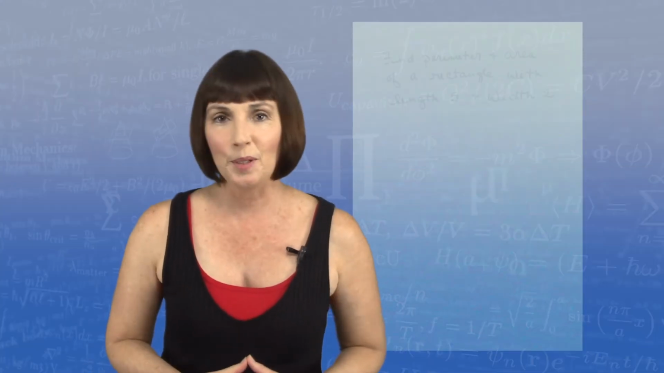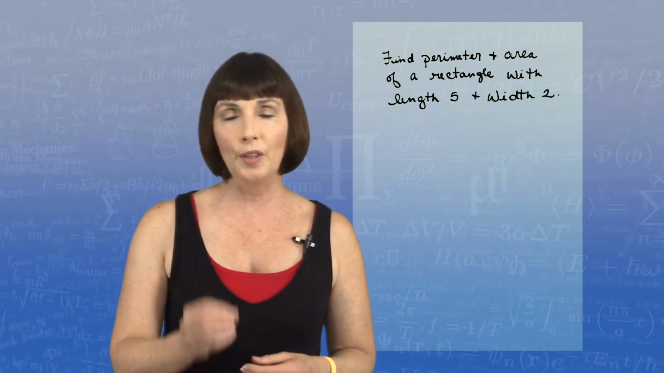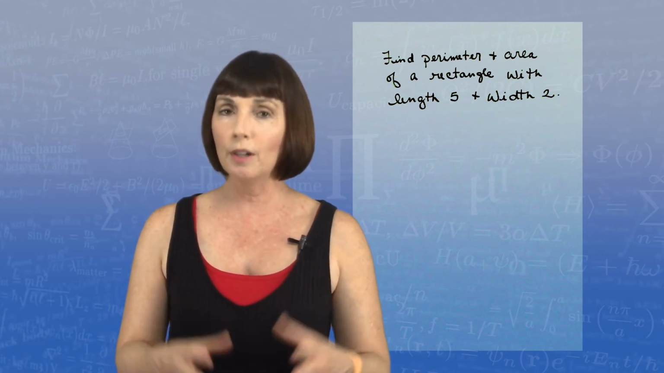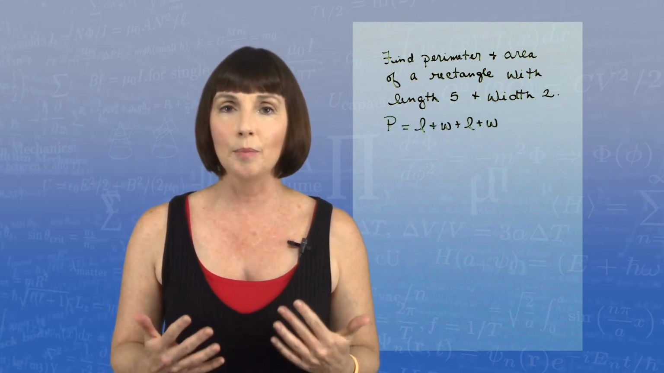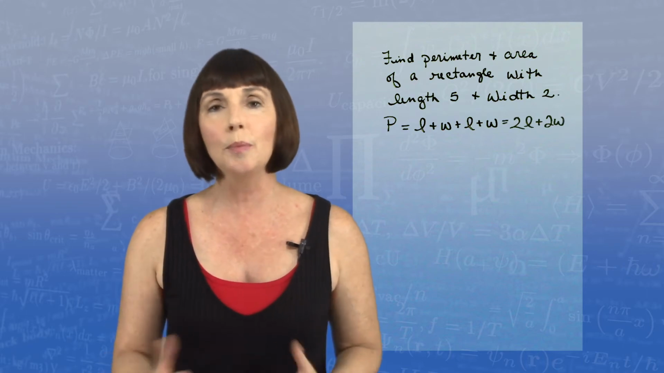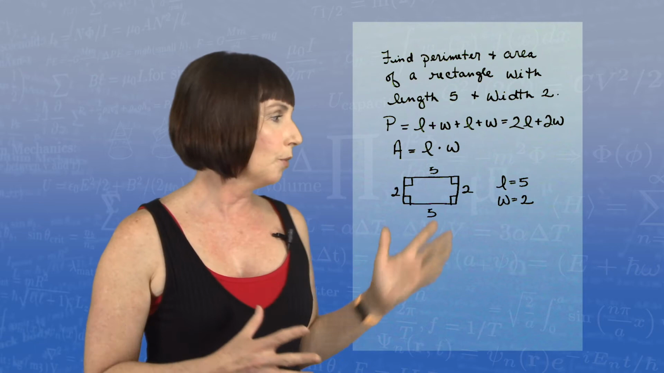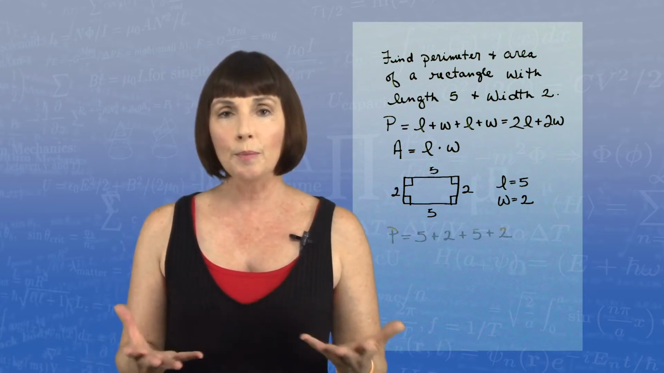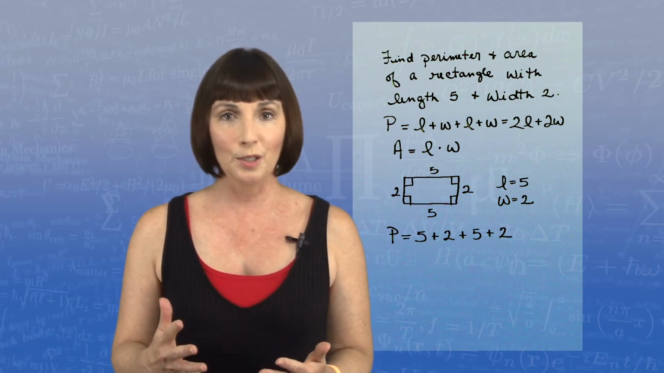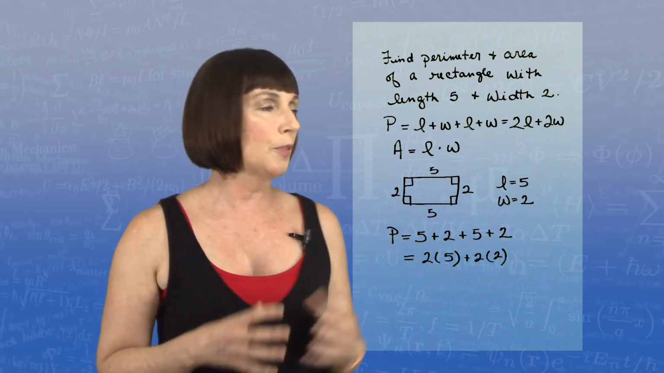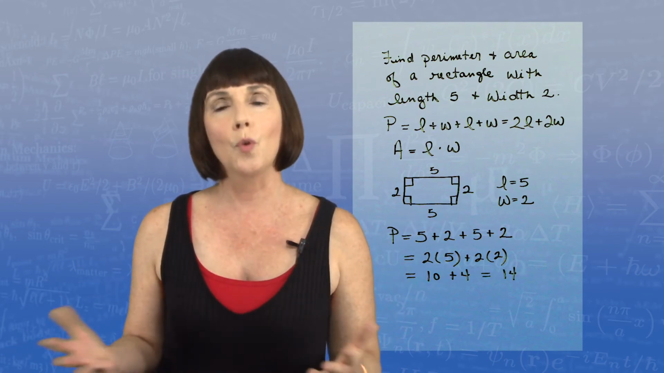Let's do an example. Let's find the perimeter and area of a rectangle with length 5 and width 2. Okay, so we'll remember that the perimeter of a rectangle is L plus W plus L plus W, which is equal to 2L plus 2W, and the area is equal to L times W. So we have our rectangle here. So the perimeter is equal to 5 plus 2 plus 5 plus 2, which is equal to 2 times 5 plus 2 times 2, which is equal to 10 plus 4, or 14.